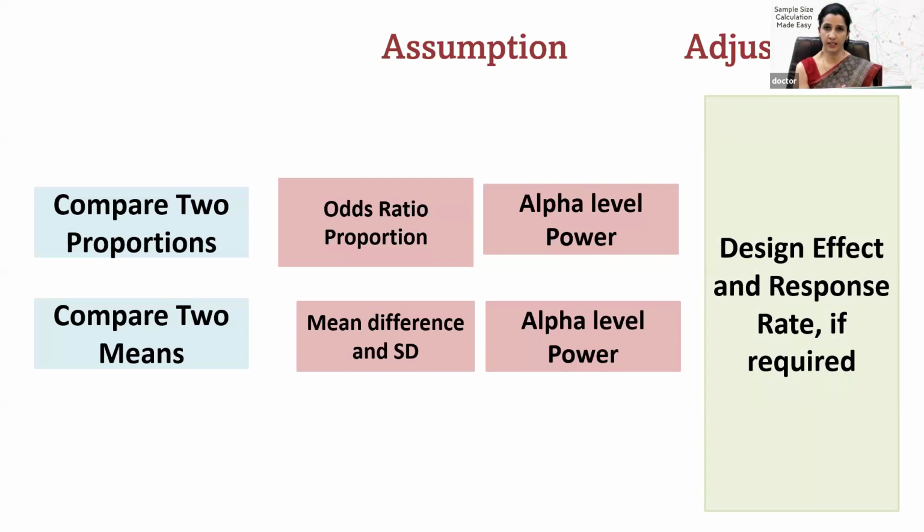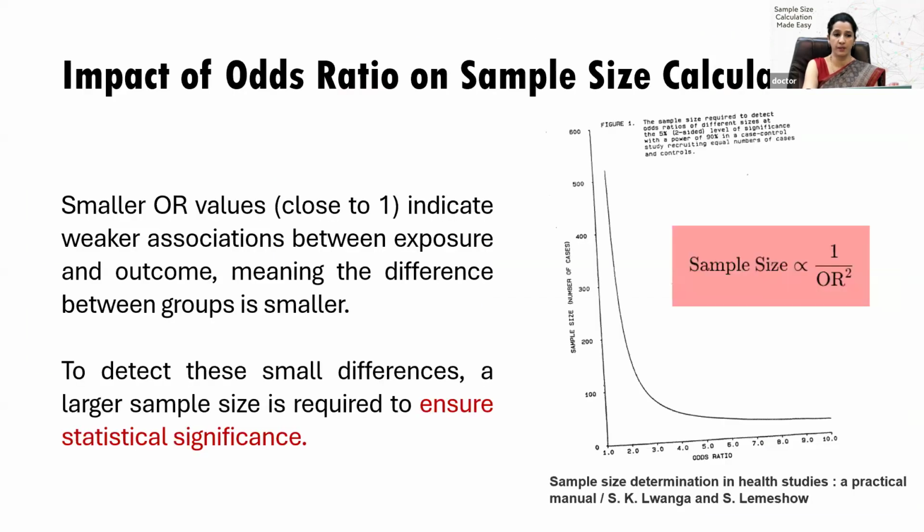We have discussed the design effect, but generally a case control study is done as a hospital-based case control study. So if you are taking multiple hospitals, then you can go for design effect, because then there might be clustering. But if you are doing a single hospital-based case control study, then this design effect will not be applicable. And then response rate, if required: if there will be people who will not tell you their exposure status or history, then you can take the response rate.